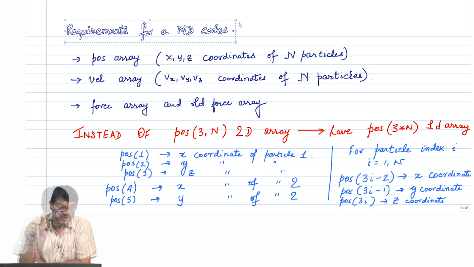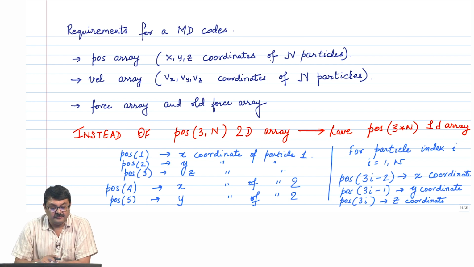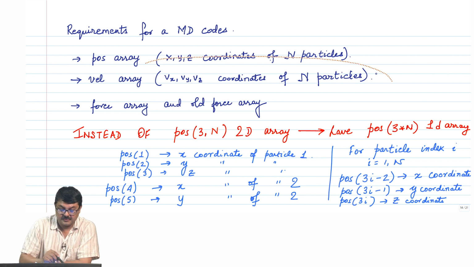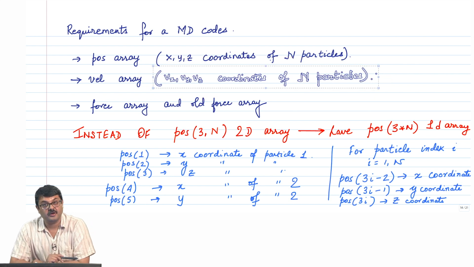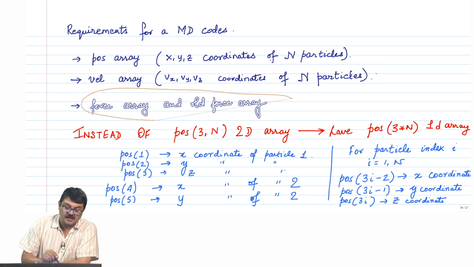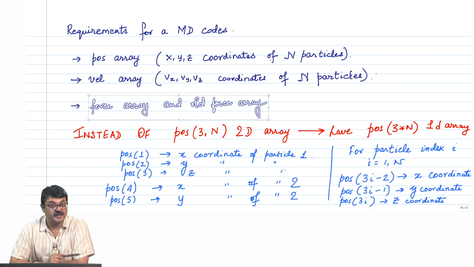So, you need a position array where you need the x, y, z coordinates of the n particles. You need the vel array, call it velocity, whatever you want to call it, but I like to call it vel array, which stores the Vx, Vy and Vz coordinates of n particles. Moreover, one needs the force array, where basically the total force acting on any particle will be saved.